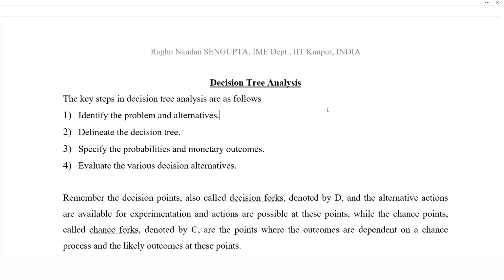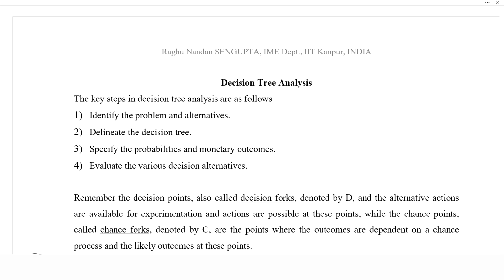Remember the decision points in the decision tree. As I would not be able to utilize the marker here, I will try to highlight it using my mouse. So, remember the decision tree also has decision forks. Decision forks are denoted by D, and from the decision forks you will have alternative actions which are available for experimentation or moving from left to right, and actions are possible at these points. The chance points, called chance forks, which I have just highlighted, would be denoted by C.